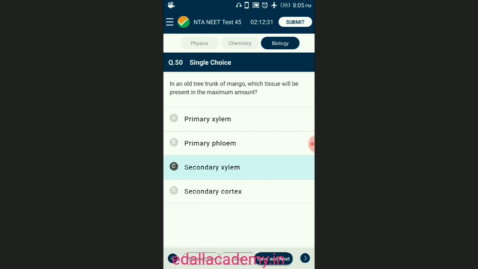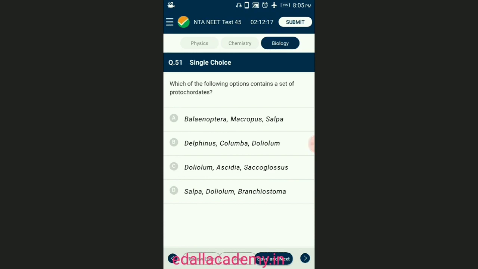Question number 51. Which of the following set of protocordates? Urochordata and cephalochordata are often referred to as protochordates and are exclusively marine. In urochordata, the notochord is present only in the larval tail, while in cephalochordata, it extends from head to tail region and is persistent throughout their life. Examples, urochordata: ascidia, salpa, doliolum. Cephalochordata, examples: branchiostoma, commonly called amphioxus or lancelet. So the answer for this question is option D, salpa, doliolum, branchiostoma.